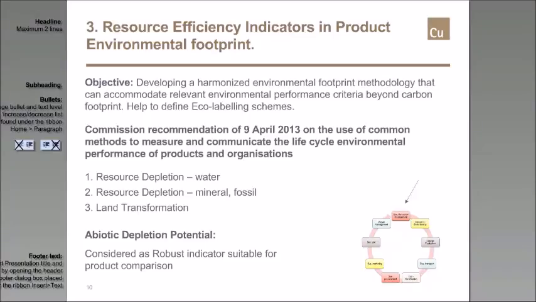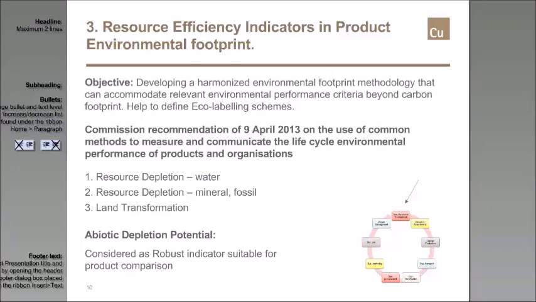This method of using exclusively life cycle assessment indicators to assess the environmental performance of products has been highly questioned. And indeed, this study is in a testing period. There are three main indicators that this initiative proposes, inside life cycle assessment, that target the use of resources: resource depletion water, resource depletion mineral fossil fuels, and land transformation.